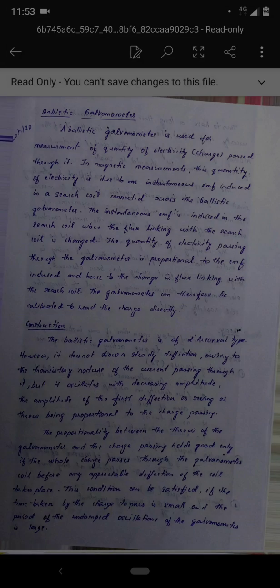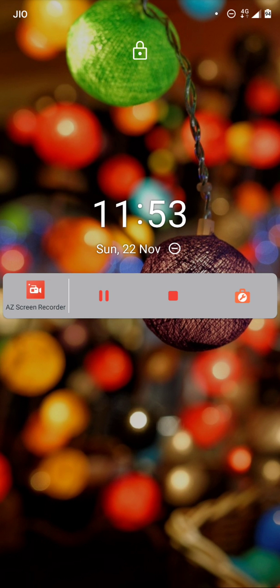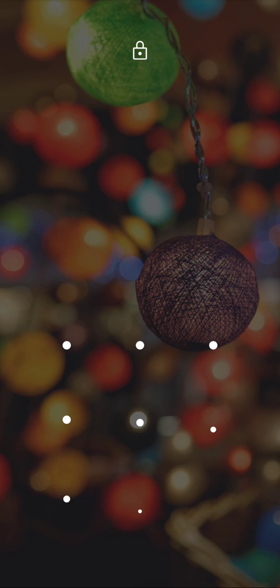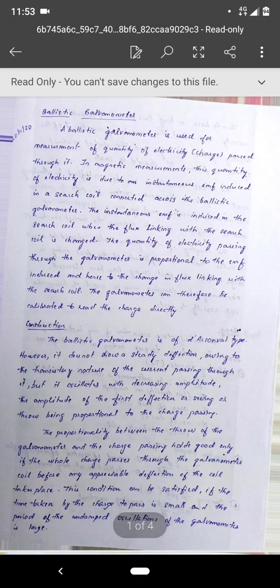There we use the ballistic galvanometer in the circuit of the search coil just to know the change in flux linkages due to changes in induced EMF. That was the application of the ballistic galvanometer. So the ballistic galvanometer is used in magnetic measurements just to know the change in flux or change in flux linkages.